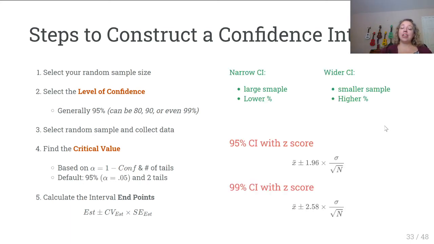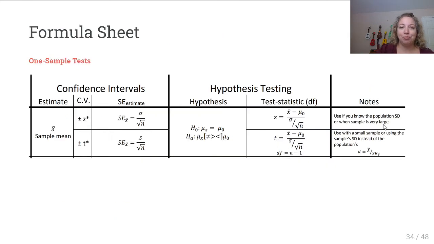Now remember, if we have a larger sample, it's going to be a tighter confidence interval. If we have a smaller sample size, we're less informative, we're going to have a wider confidence interval. Also, if we want a 99% or a high percentage confidence, it's going to have to be a wider range. If we're okay with a 70 or 80% confidence, it'll be a narrower range.